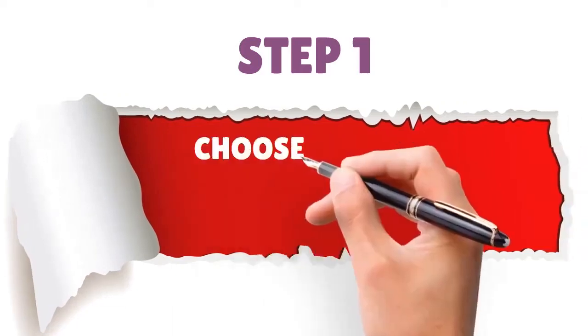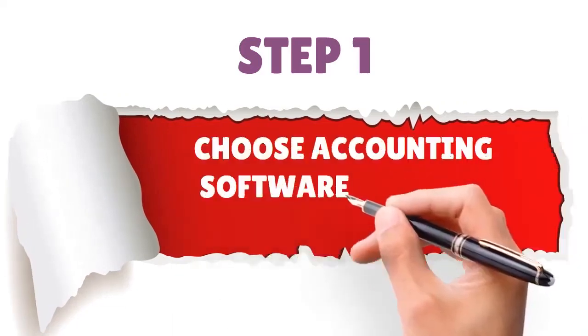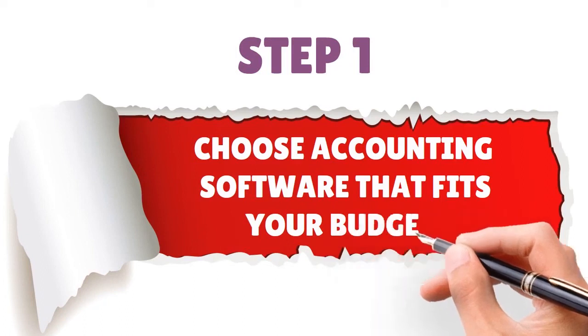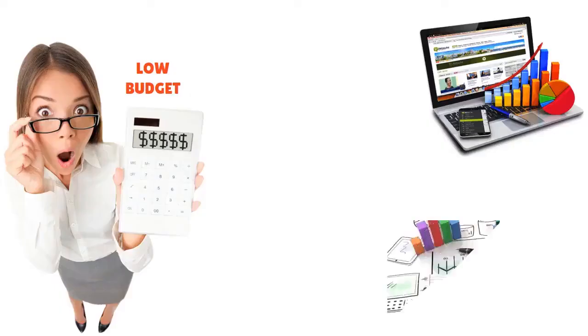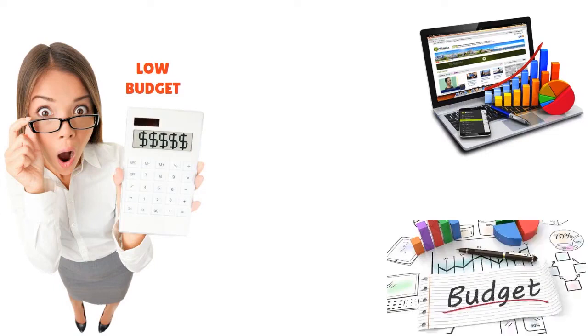Here are the steps. Number one, you've got to really think about choosing accounting software that fits your budget. It's not about thinking, well, if I have a low budget, I'm going to have a cheap accounting software. No, not at all. There is an accounting software tool for every budget, but you have to make sure that you have one that actually fits your budget in addition to the features that you need.